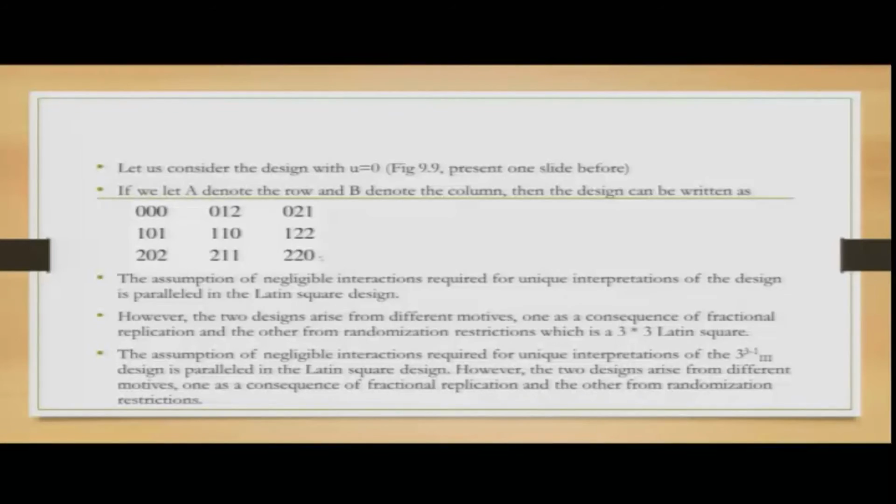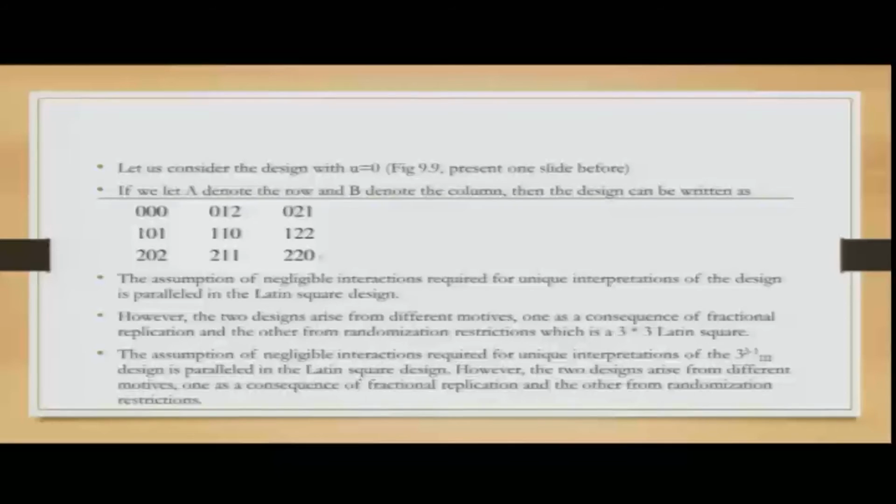So, let us consider the design for U is equal to 0. If you let A denote the row and B denote the column, then the design can be written as follows. So, you have basically 0 0 0 where they are at the lowest effect, then 0 1 2 which is A low, B middle or average, and C is high level. 0 2 1 is, I will just repeat it, it is low, high, medium, that is corresponding to A, B, C. Then 1 0 1, 1 1 0, 1 2 2, 2 0 2, 2 1 1 and 2 2 0.